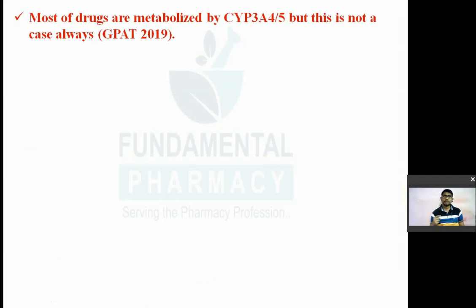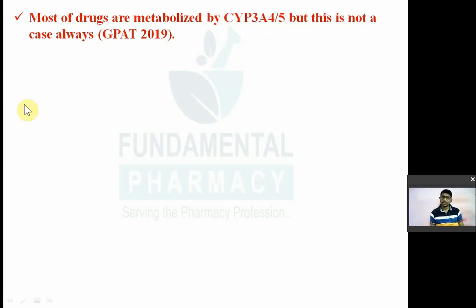The enzymes involved in drug metabolism are of cytochrome origin, as we saw in the last session. Remember, most of the drugs are metabolized by the enzyme CYP3A4/5. Remember, this was a question in GPAT 2019.